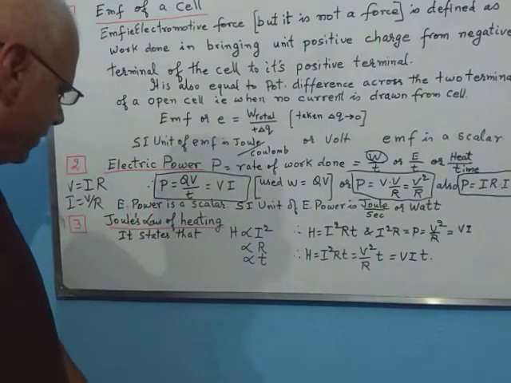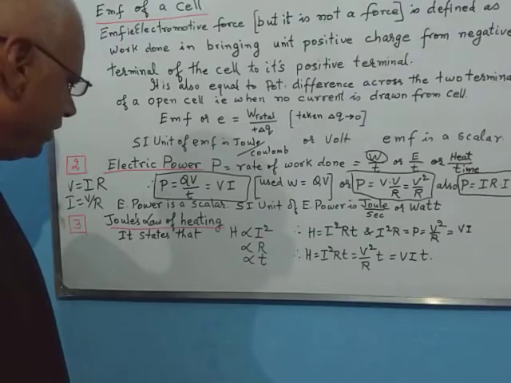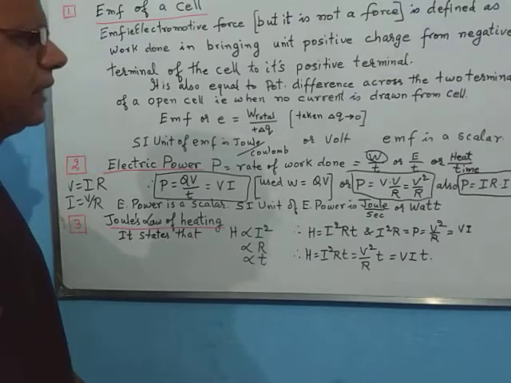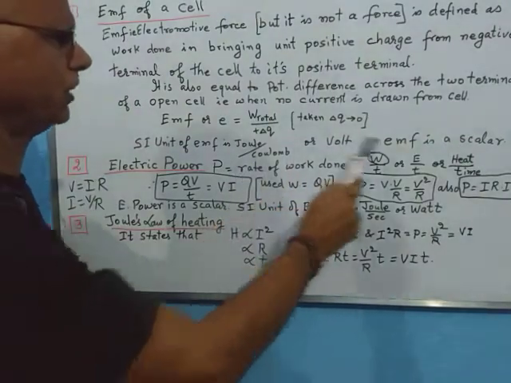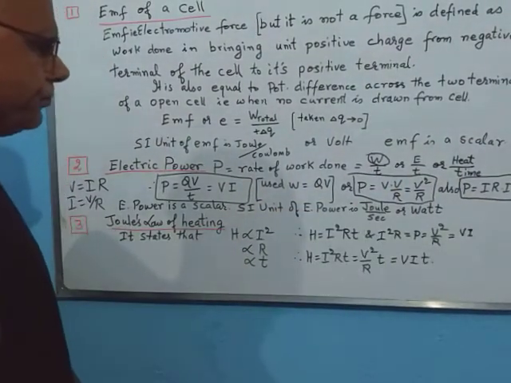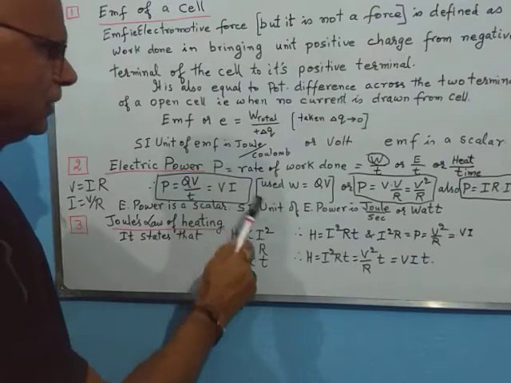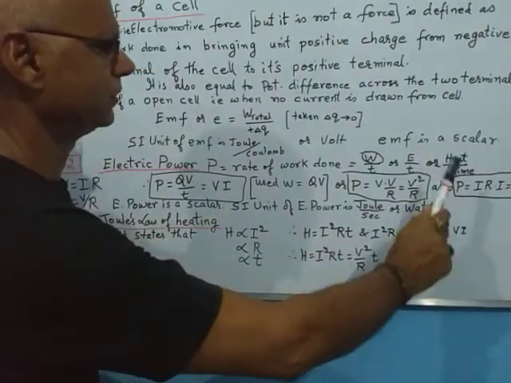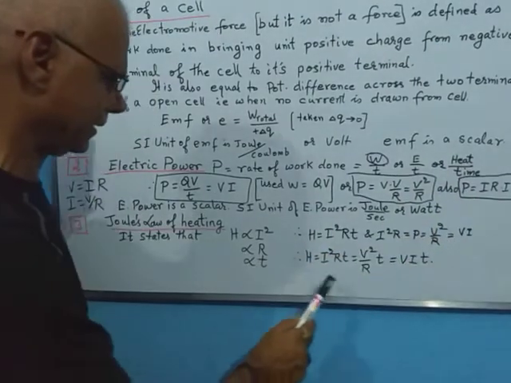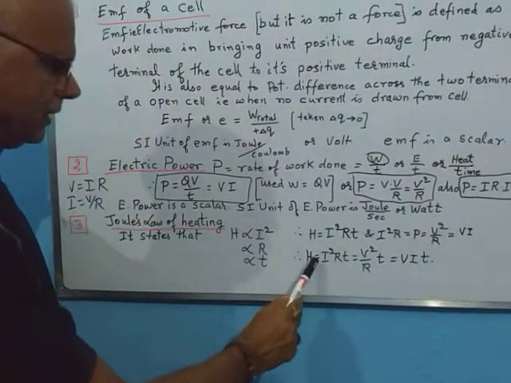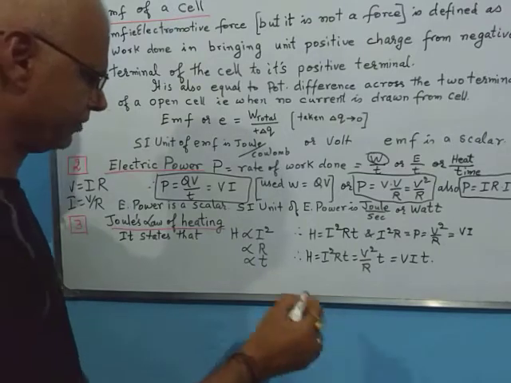Now the third topic we are going to learn is Joule's law of heating, which you can see can be derived directly from this definition of power. Power is equal to heat upon time, and power is equal to I square R. So that means you can write heat produced is equal to I square RT. You see, I square RT. This is the expression for heat.